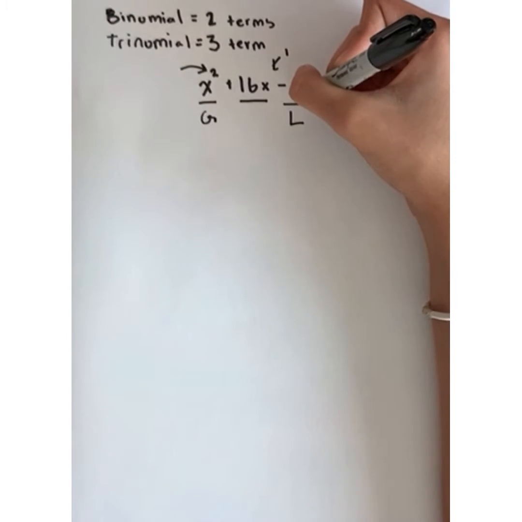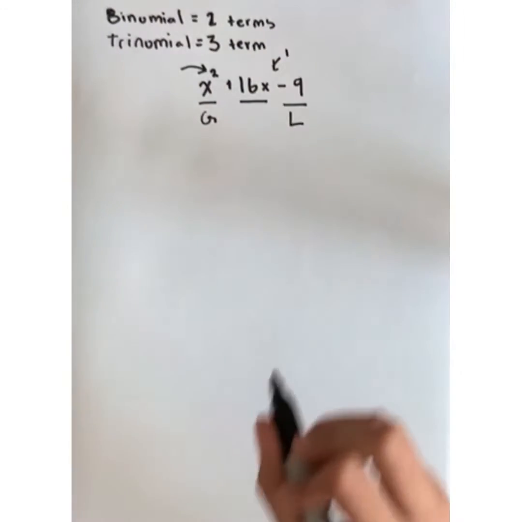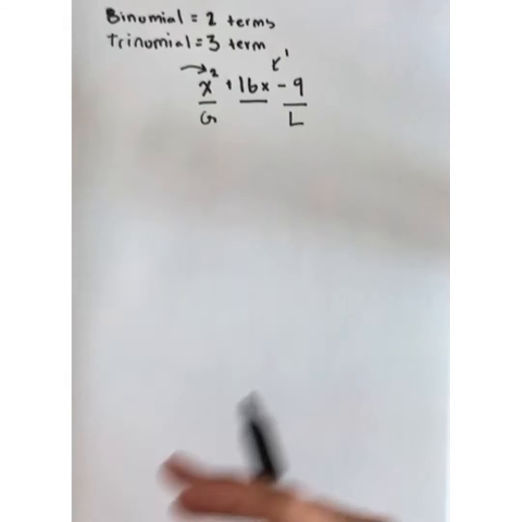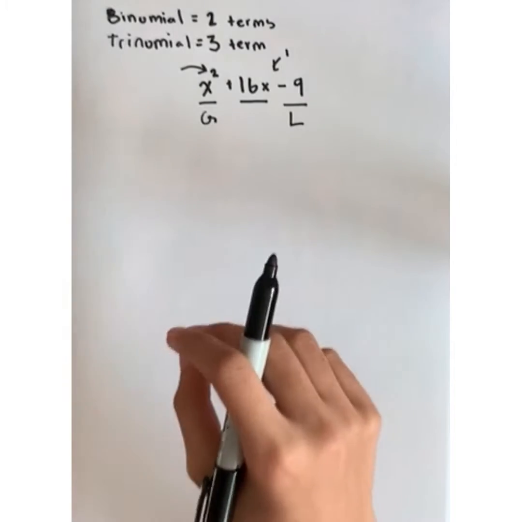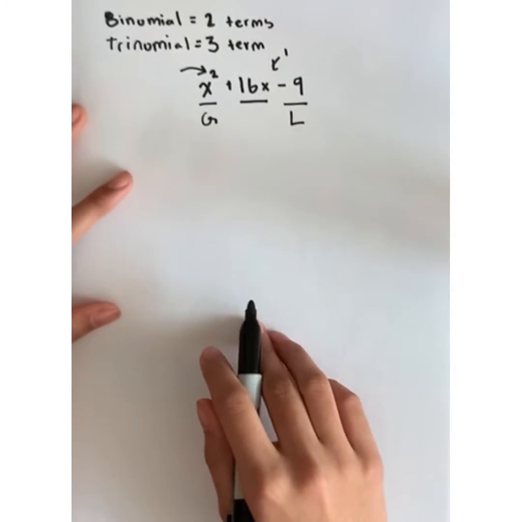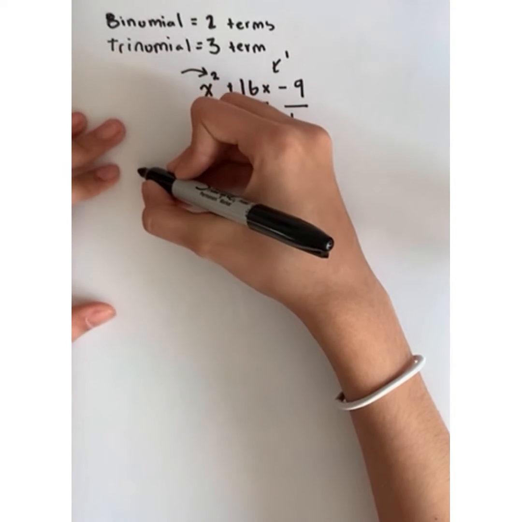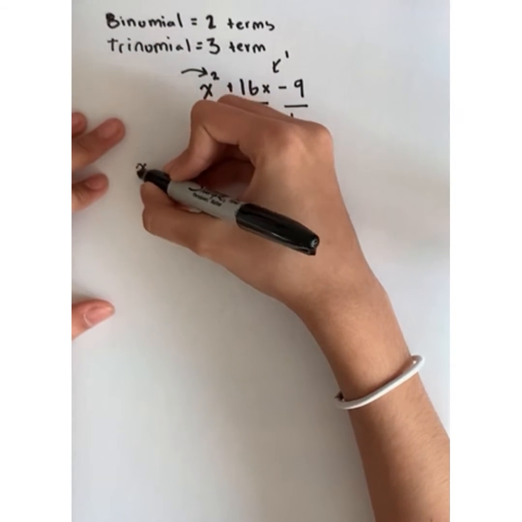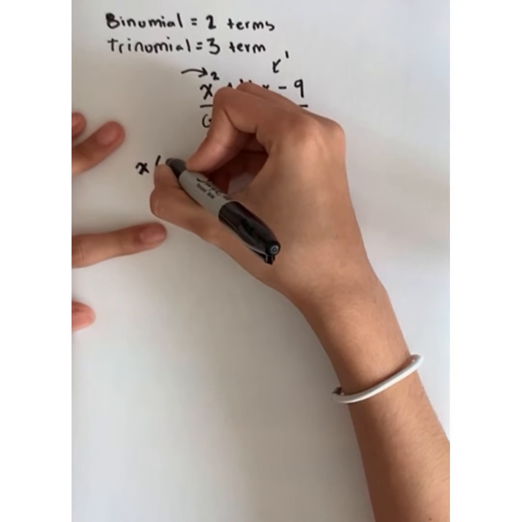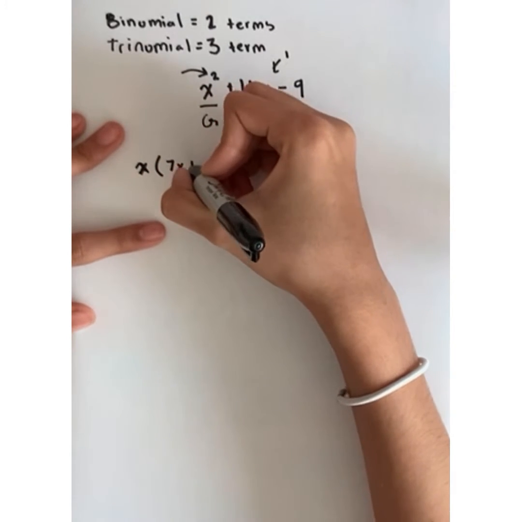So yeah, now that we know the basics, let's start off with something a little bit simple, multiplying a monomial, which is one term, times a binomial, right? So say we had something like x times 7x plus 8.